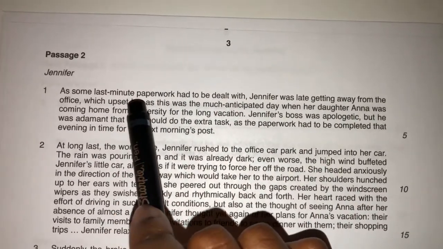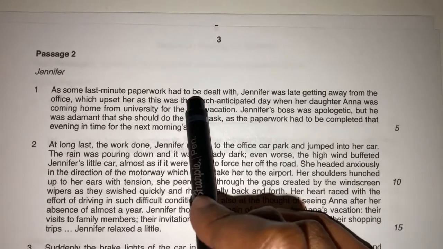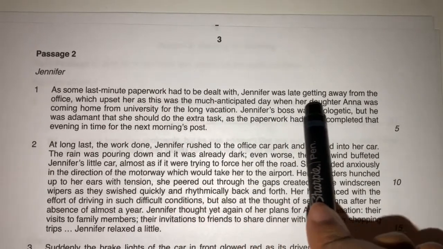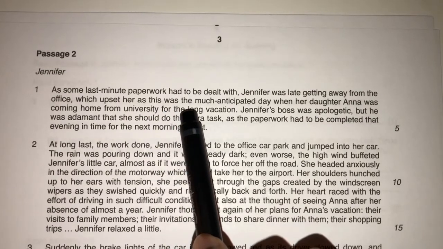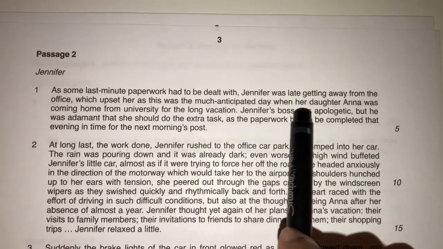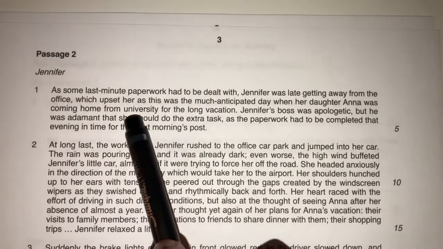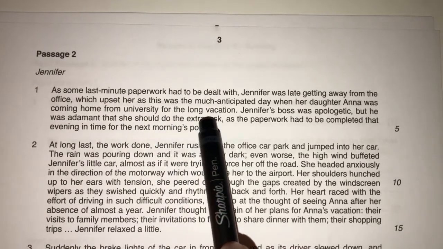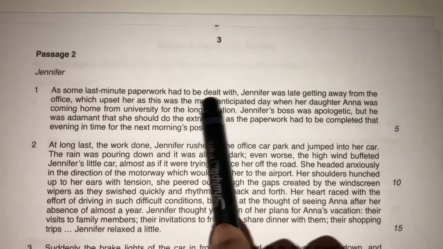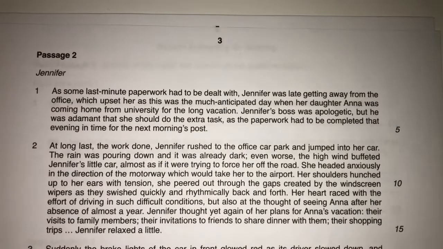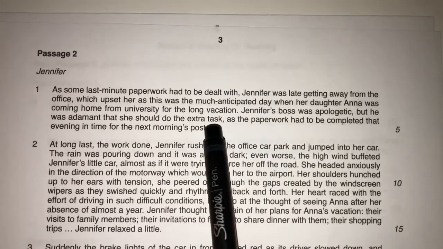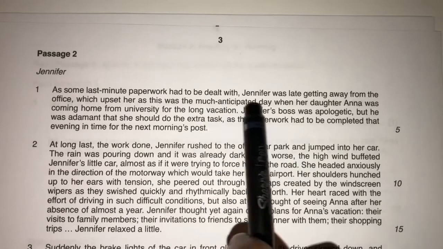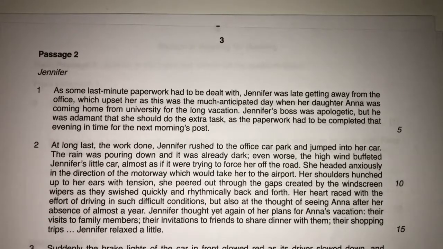As some last-minute paperwork had to be dealt with, Jennifer was late getting away from the office, which upset her, as this was the much-anticipated day when her daughter Anna was coming home from university for the long vacation. Okay, I remember the question, and here I have the answer, so I'll just underline that quickly.